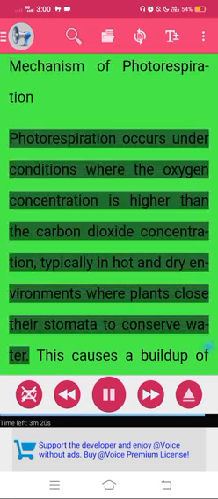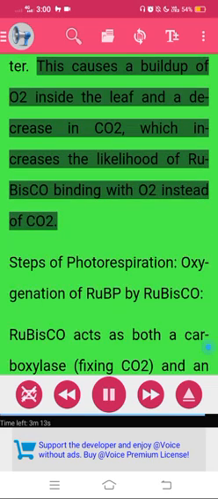Mechanism of photorespiration. Photorespiration occurs under conditions where the oxygen concentration is higher than the carbon dioxide concentration, typically in hot and dry environments where plants close their stomata to conserve water. This causes a buildup of O2 inside the leaf and a decrease in CO2, which increases the likelihood of rubisco binding with O2 instead of CO2.